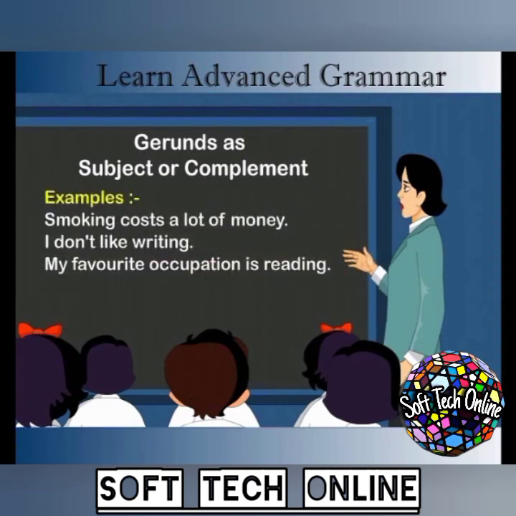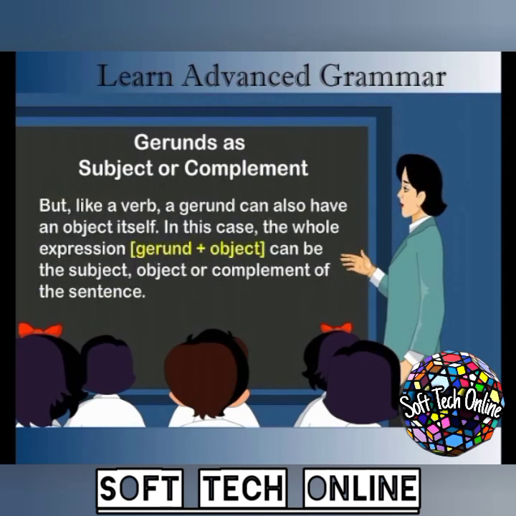Examples: smoking costs a lot of money. I don't like writing. My favorite occupation is reading. But, like a verb, a gerund can also have an object itself. In this case, the whole expression, gerund plus object, can be the subject, object, or complement of a sentence.